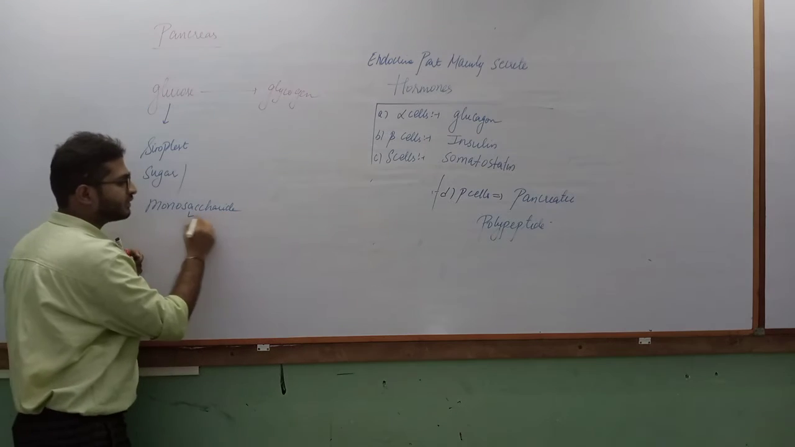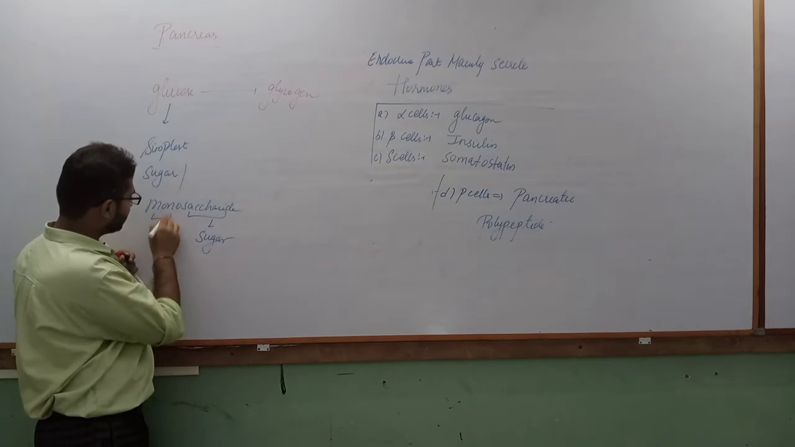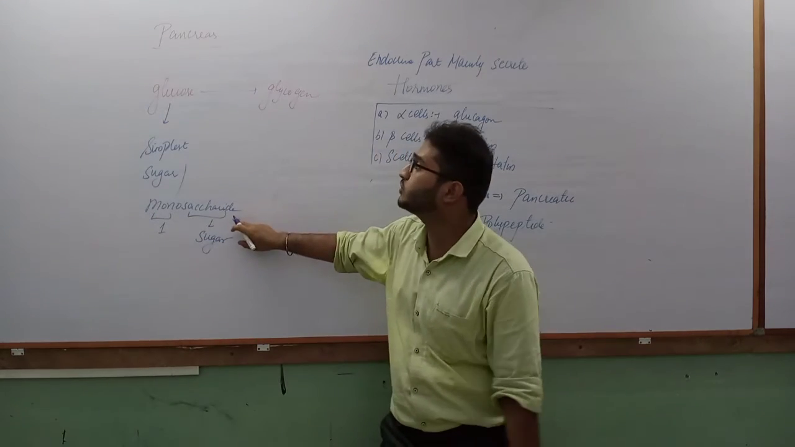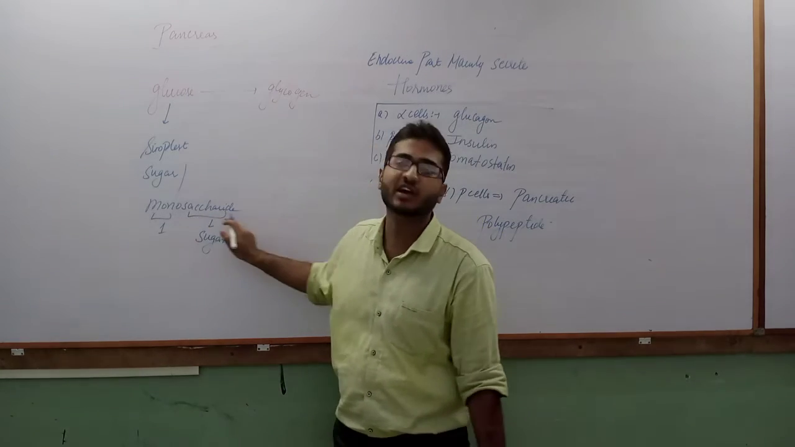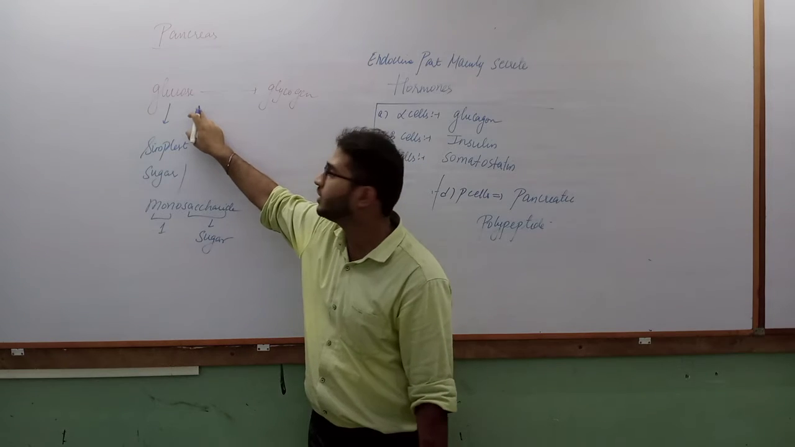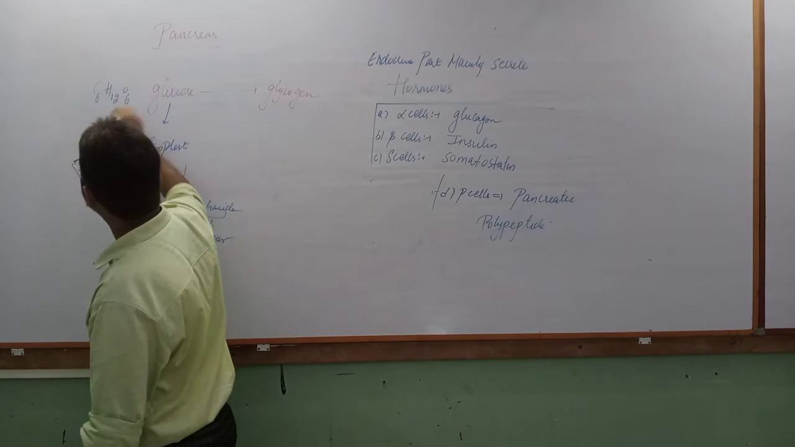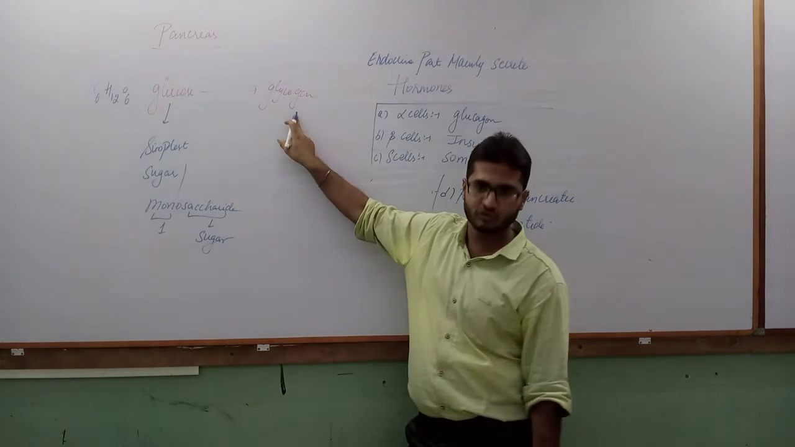Saccharide means, what is the meaning of saccharide? Saccharide means sugar or carbohydrate. Mono means one. Clear? So such saccharides or such sugars which cannot be further degraded are called monosaccharides, and the best example is glucose. Glucose formula is C6H12O6. Clear? C6H12O6.